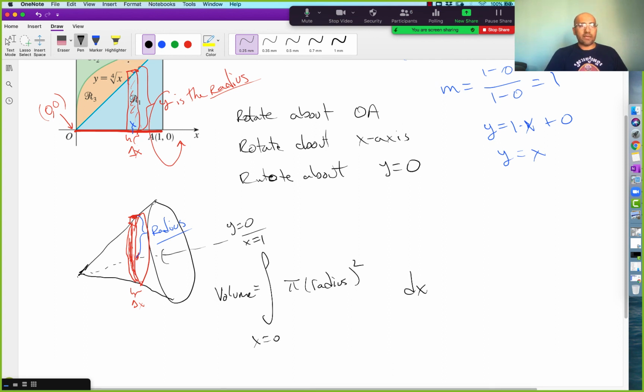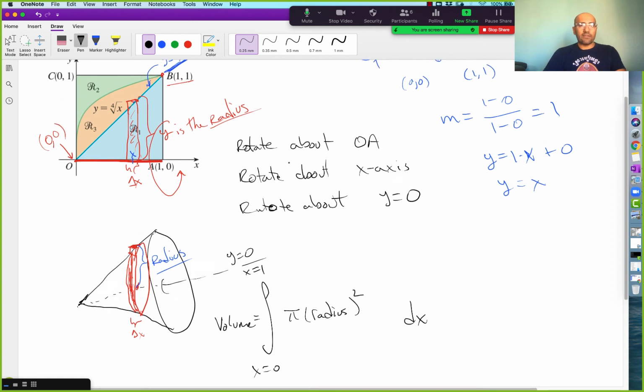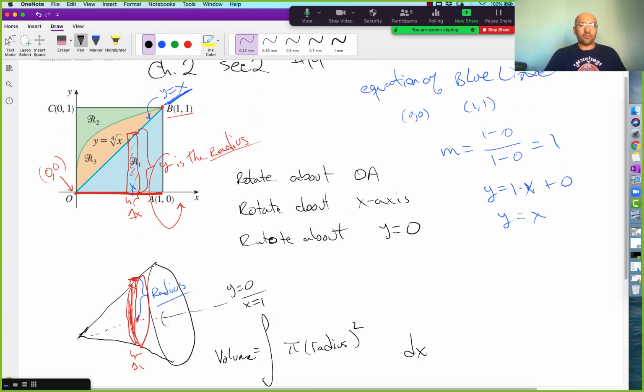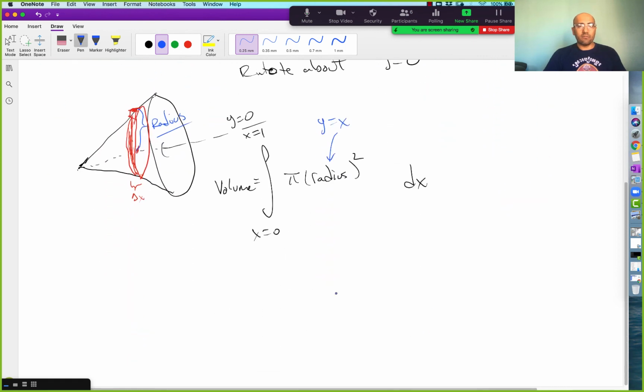And then that radius, I said, is this thing here. And so the radius is governed by this relationship, y equals x. So you can use either one, the y or the x, and it would be true that that's what gives you the value of the radius. But I want it in terms of x. So my volume is going to be the integral from 0 to 1 of pi x squared dx.